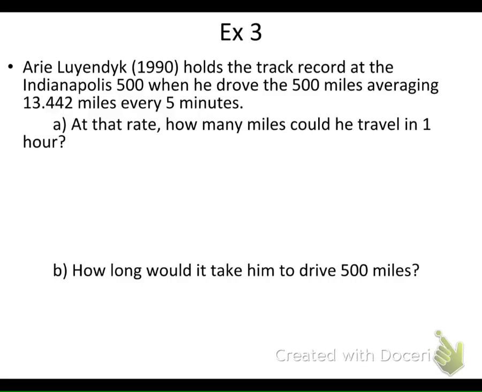So we're going to solve for letter A first. Before we even start letter A, though, what ratio of units did they give to us first? What 2 numbers are they comparing in this first bit of information? He drove 500 miles, averaging 13.442 miles every 5 minutes. So what 2 units are they comparing? Miles to minutes. So they're saying he drove 13.442 miles every 5 minutes. That's going to be my first ratio of units.